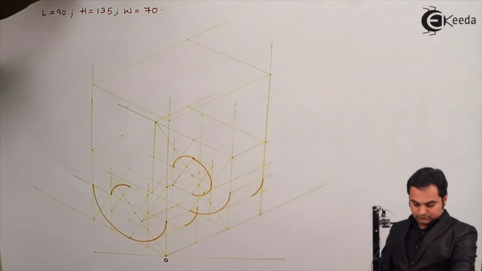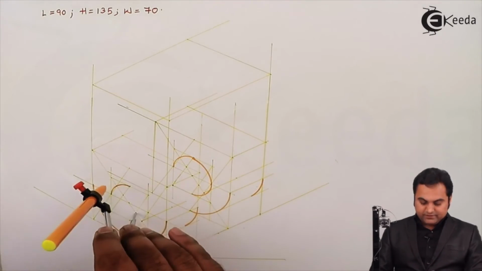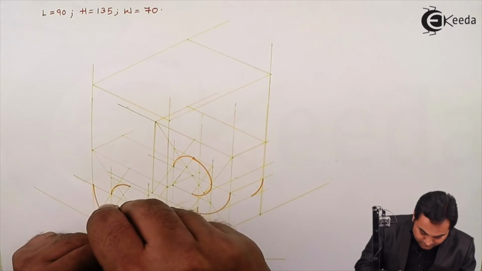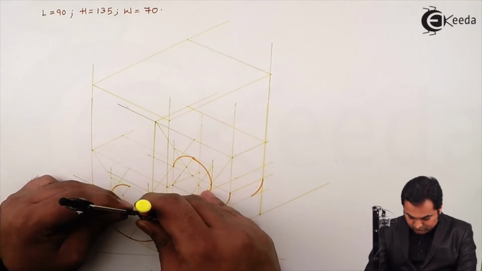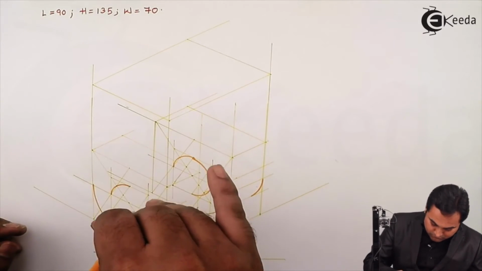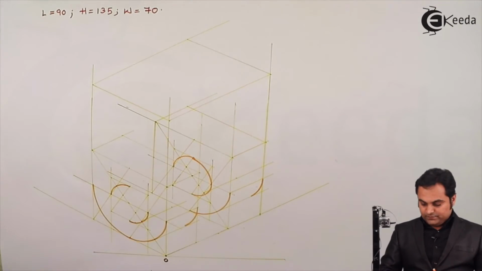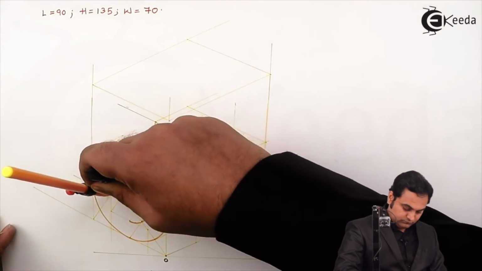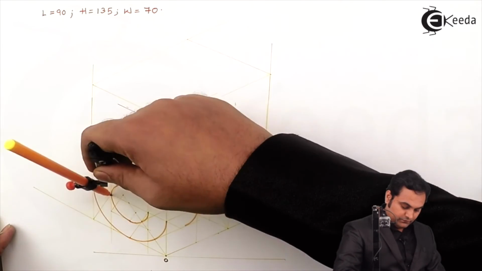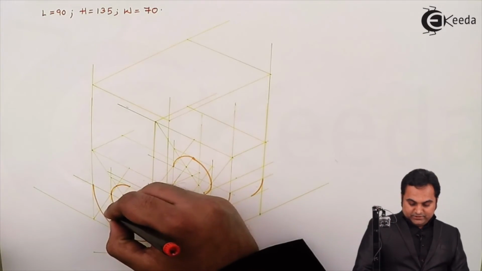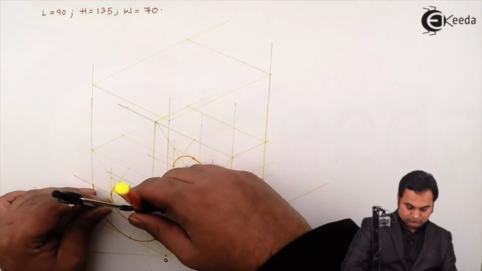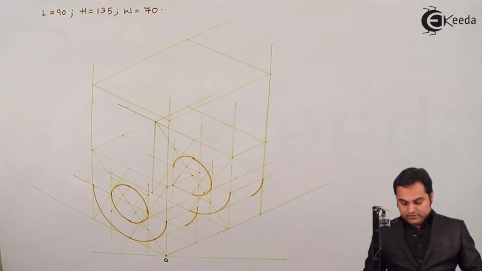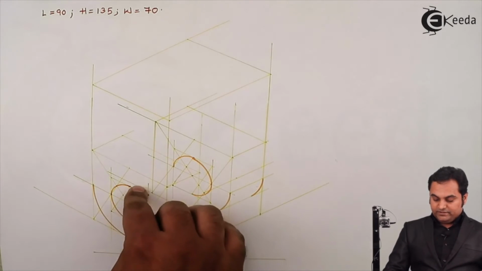Then similarly taking this center, joining them light. Next, taking this opposite center, joining them with an arc. Similarly the center at the bottom, drawing an arc. Now inside this circle there will be another circle.